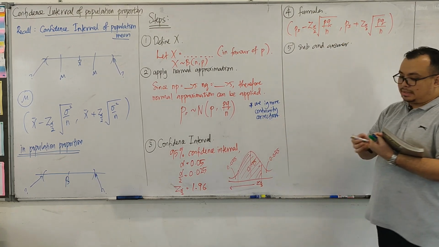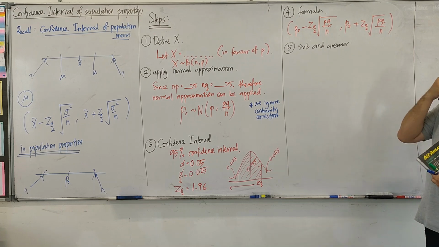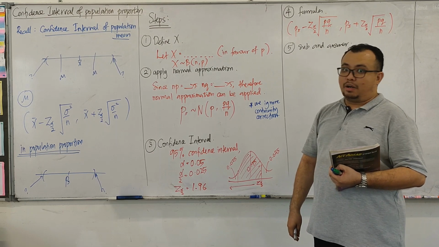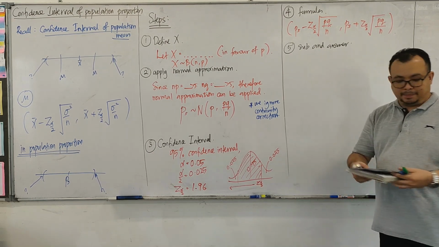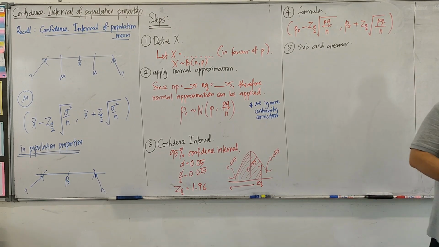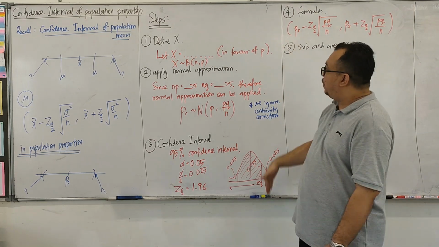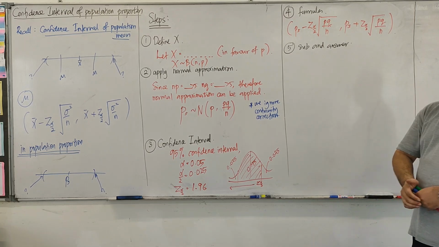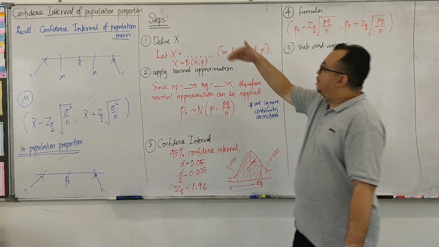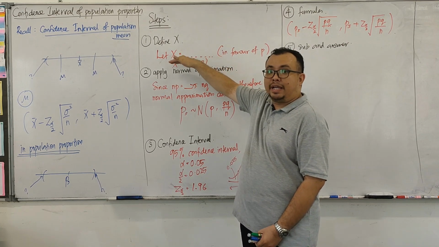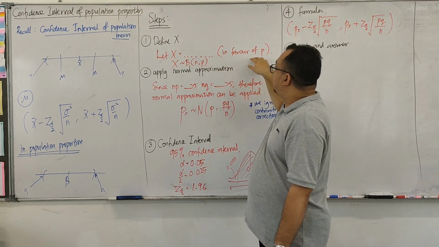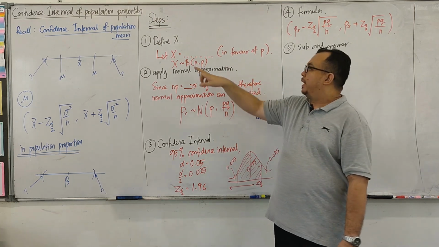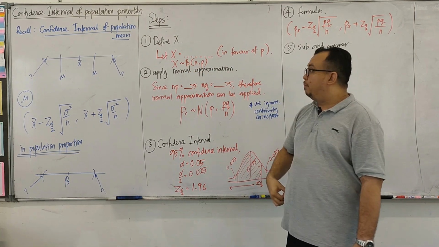Okay, so ini adalah 5 step yang kita akan guna in order for us to tackle question regarding confidence interval of population proportion. Okay, so kita tengok example sebab ini adalah step-step yang kita boleh follow in order for us to calculate the confidence interval of population proportion. Number 1, remember when you define your X must be in favor of P. Tengok P awak, apa your probability of success awak. And then awak boleh tulis X followed by binomial of N, P.